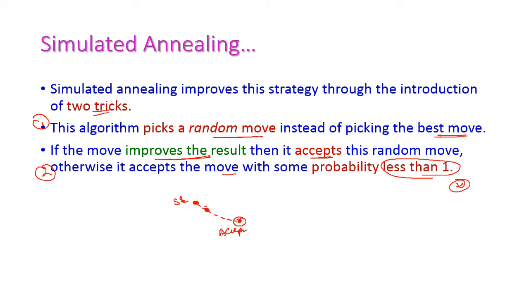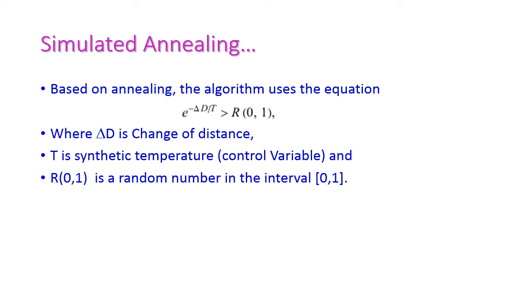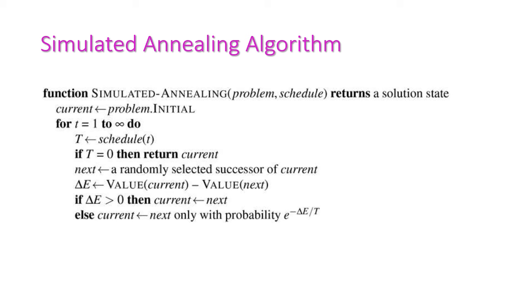it will take some other move whose probability is less than 1. The equation used for selecting the next state is e power delta d by t, which is greater than r of 0, 1. Here delta d is the change of distance from current state to new state, and t is the synthetic temperature or otherwise the control variable. And r of 0, 1 is a random number in the interval 0 and 1. The random number will be selected between 0 and 1. And this is the algorithm of simulated annealing.